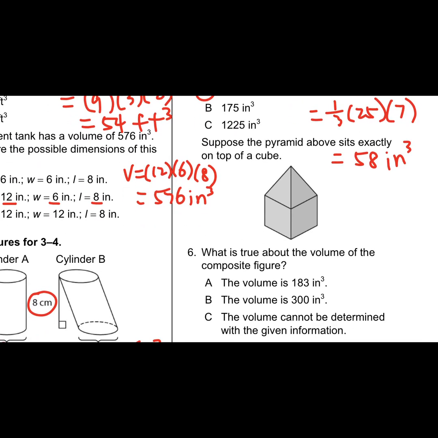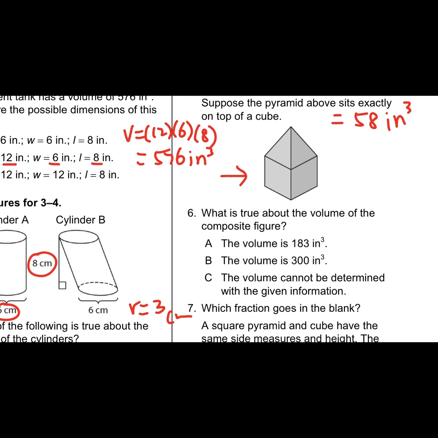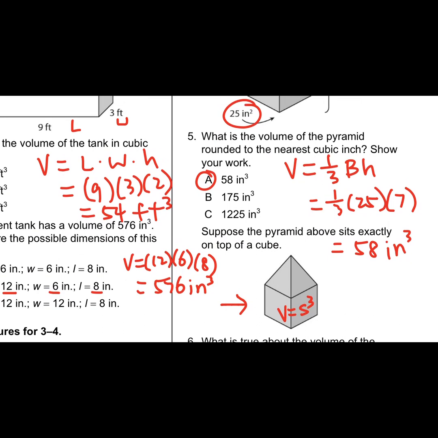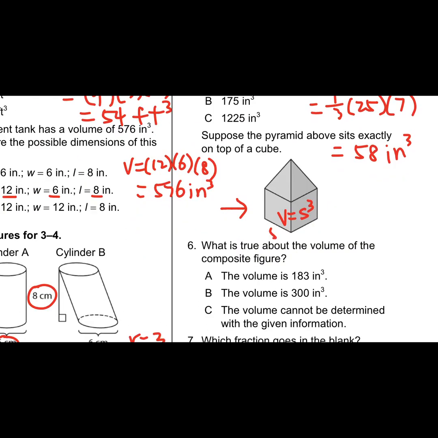Number 6, we're using this figure right here. Suppose the pyramid shown above sits exactly on top of a cube. So what is the truth about the volume of the composite figure? So this will involve the volume of the cube as well. So the volume of the cube should equal side cubed. And since we know that the area of the base is 25, we can actually conclude that this cube has a length, width, and height of 5.